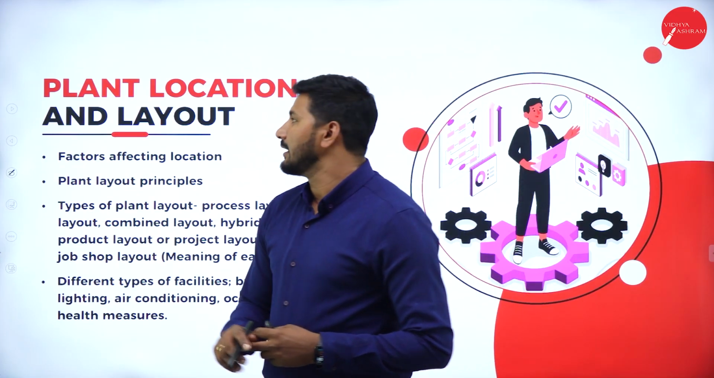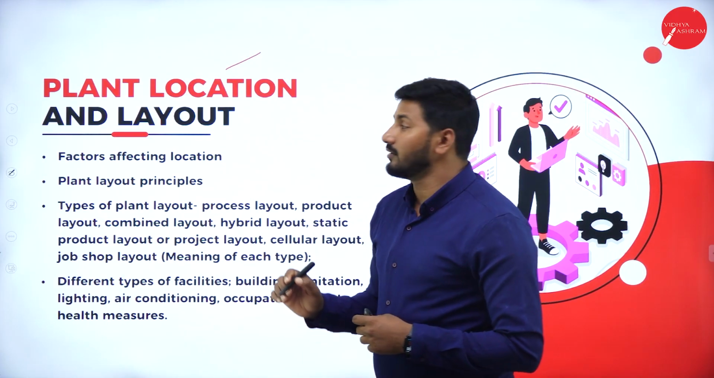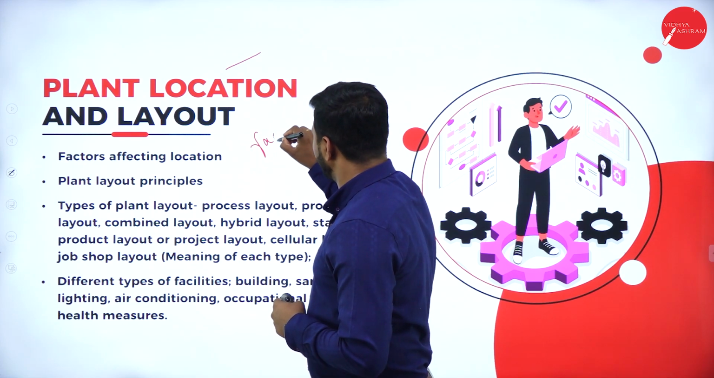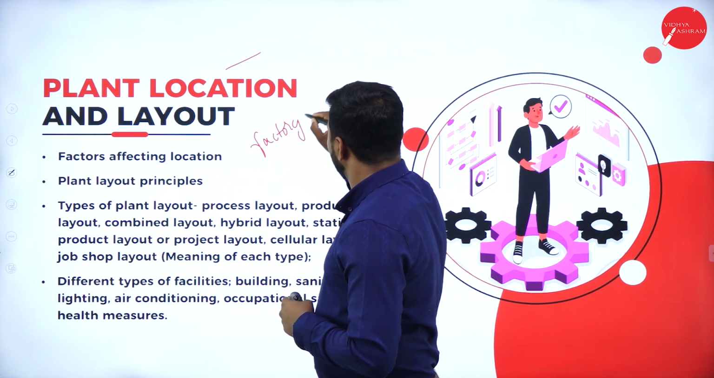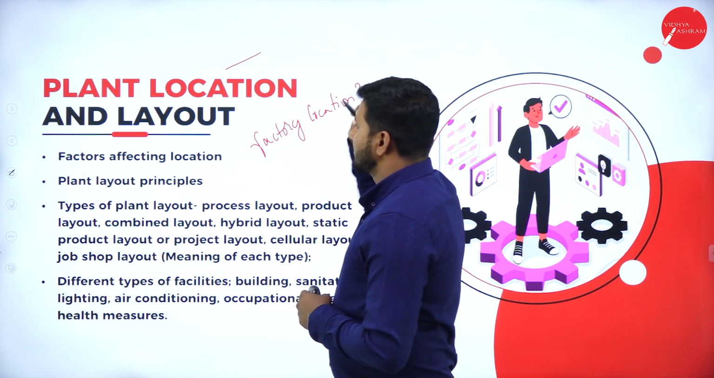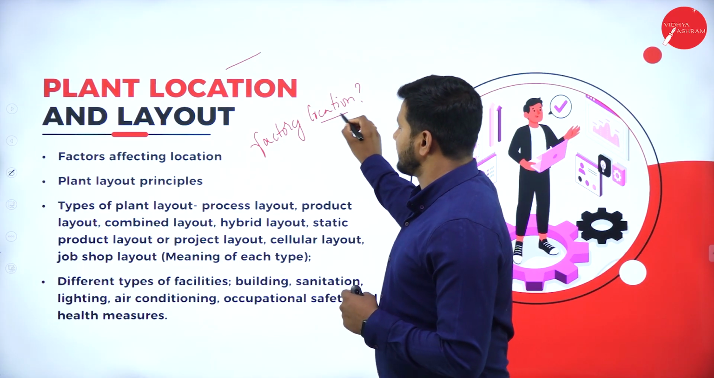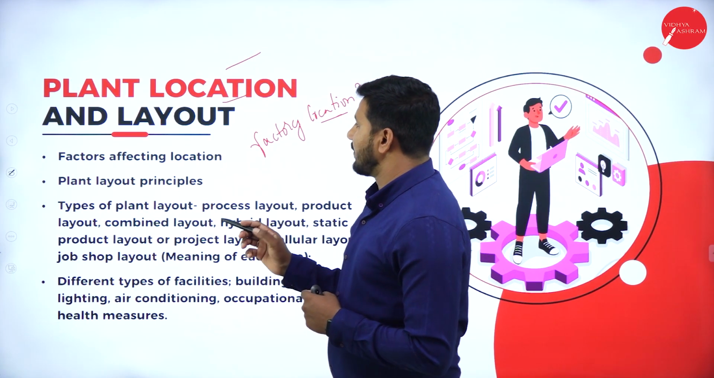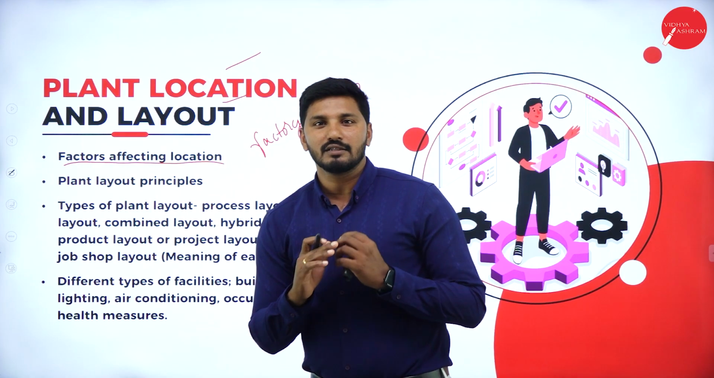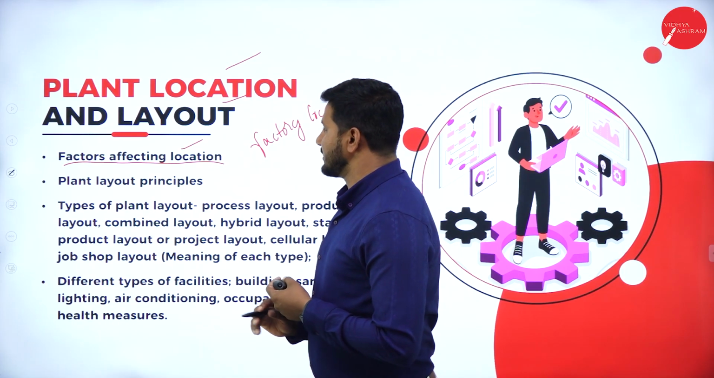In the third module, it is regarding plant location and layout. In this module, we actually learn about where the factory should be located. Why is that so important? The location matters. That will be covered in this chapter, specifically the factors affecting the location. What are the basic factors that influence the location will be included in this chapter.